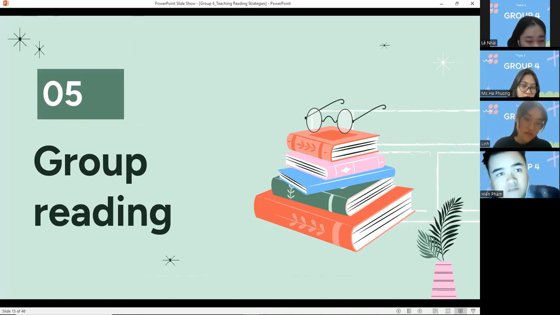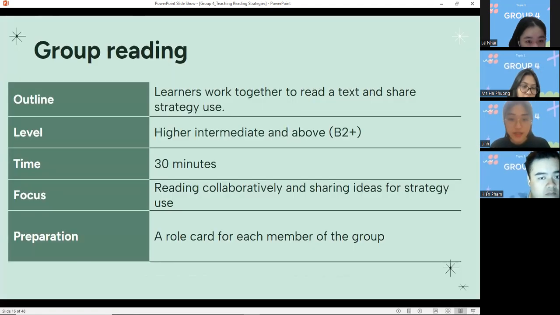And the fifth strategy I want to share is group reading. In that strategy, the learners will work together to read a text and share the strategy. It is suitable for the higher intermediate learners, because they have to work independently with their task, and then compare the result with the partner in their groups.